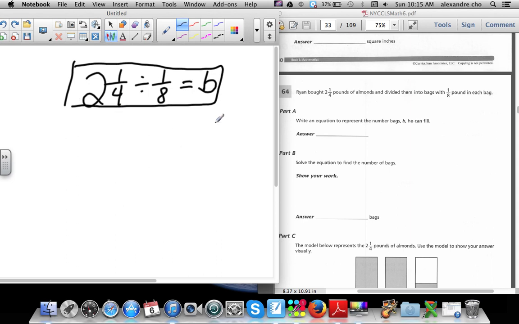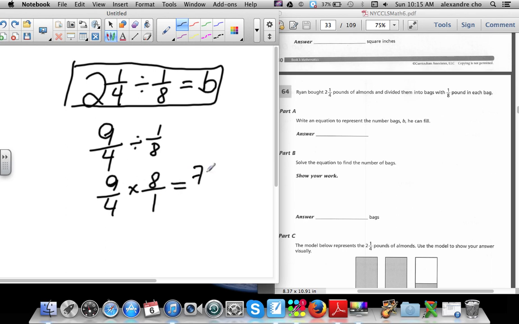Part 2. Solve the equation to find the number of bags. Well, it doesn't tell you which way to use, so you're free to use any way you want. So let's just do it by multiplying by the reciprocal. So 4 times 2 is 8 plus 1. So let's change this to an improper fraction, 9/4 divided by 1/8. We're going to flip to find the reciprocal: 9/4 times 8 over 1, and 9 times 8 is 72, divided by 4. And we're going to simplify this, because we want the number of bags.